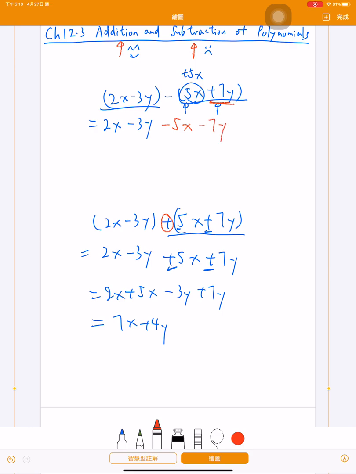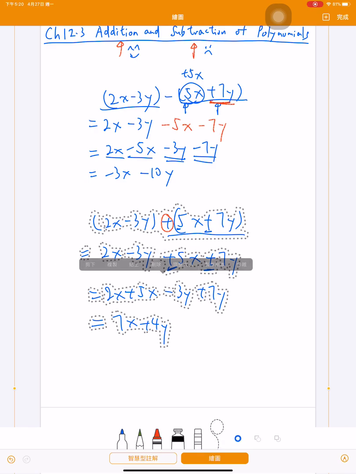Just change the sign. So we arrange the terms again, 2x and then minus 5x, minus 3y, minus 7y. Then this one, 2 minus 5 is negative 3, so negative 3x. Negative 3 minus 7 is negative 10. So the answer will be this one. Okay. Then we do one more case.